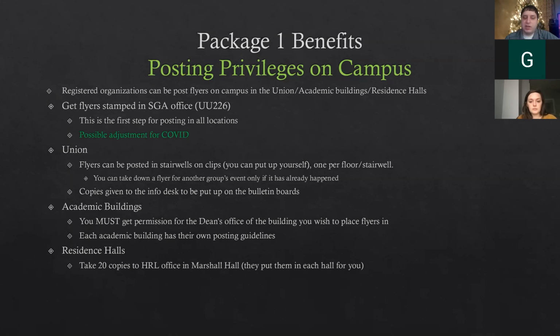Academic buildings is where it gets tricky. You have to follow the specific building procedures for that specific building. And I apologize, none of them are the same. Every academic building does them differently. So you can either look up the guidelines online, or you can just walk in or ask at the dean's office, like, hey, I'm trying to put up flyers. What do I need to do to make sure I'm in compliance with your building code?